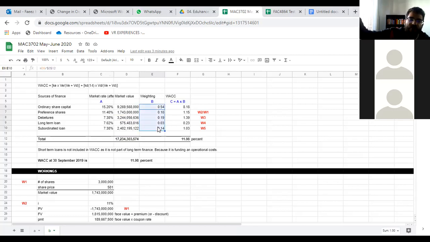Your calculator is rounding off to 2 decimals. Excel and Google Sheets round off till the end of time. So there will be a rounding difference.